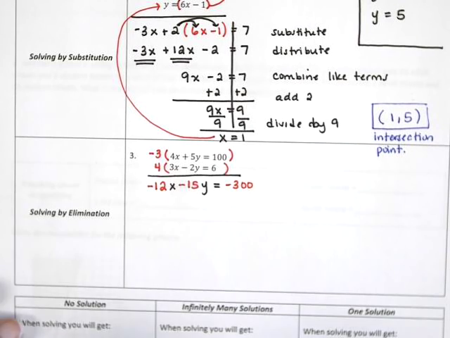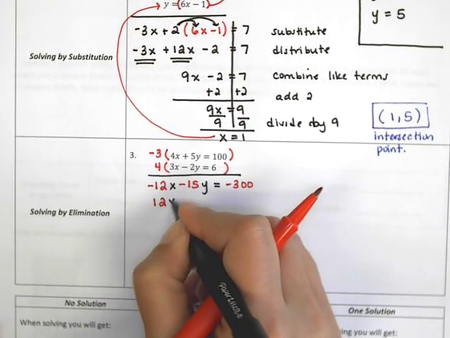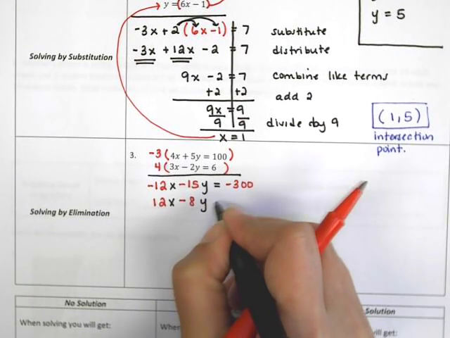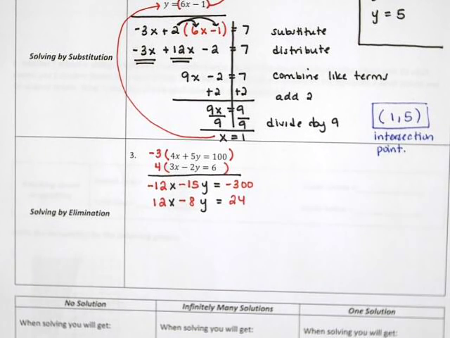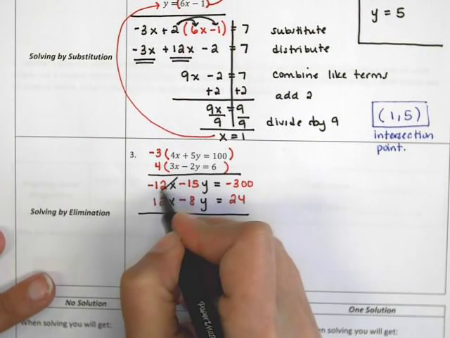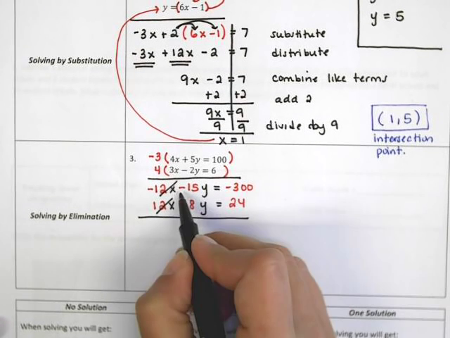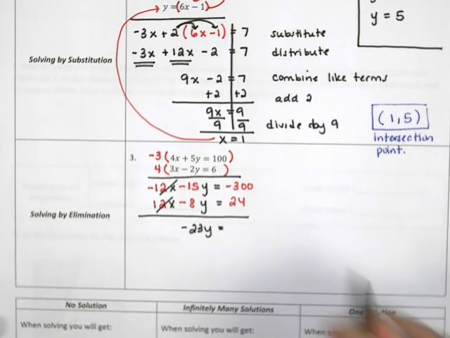And my second equation is going to be 12x minus 8y equals 24. So all of the numbers change, but the x's and y's stay the same. Now when I look at my new equation, I'm going to notice that the 12x and the 12x are going to cancel. So if I add, I get -15 plus -8 is -23y.